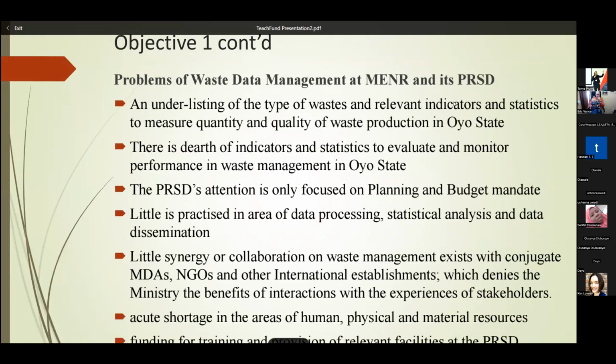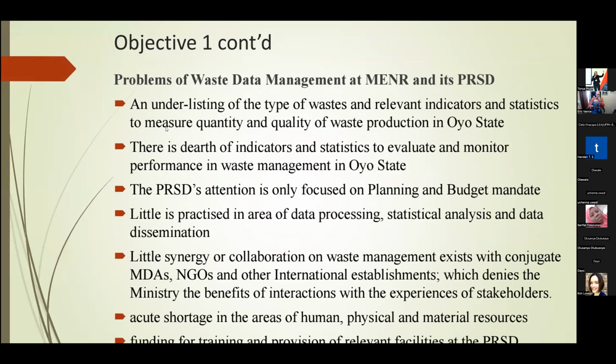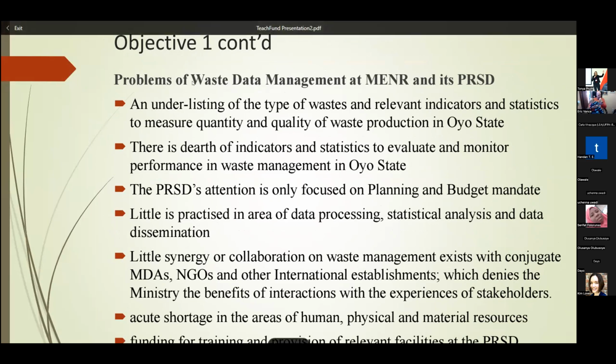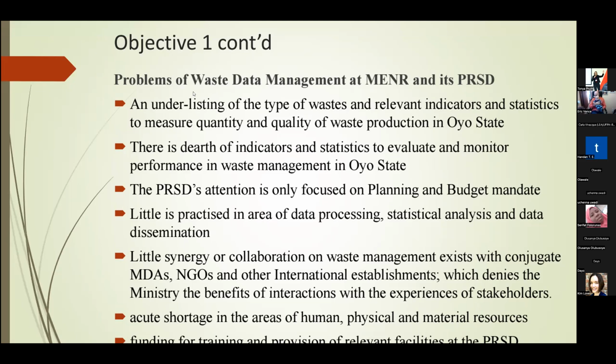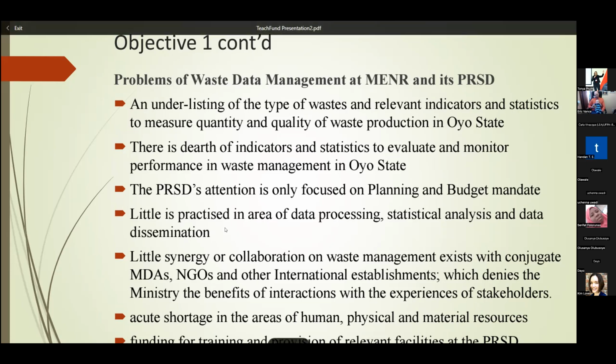Okay, so the first objective, which we said we were trying to do, was to assess the department of planning, research, and statistics and look at how well the department is able to handle statistics-related duties. So during our assessment, we noted the following problems, one of which is underlisting of types of waste and relevant indicators and statistics to measure quality and quantity of waste production in Oyo State.